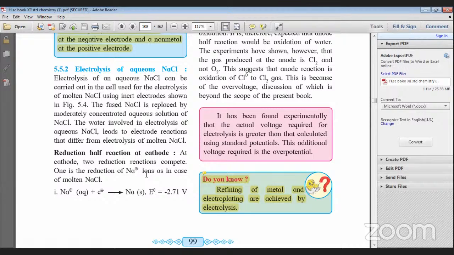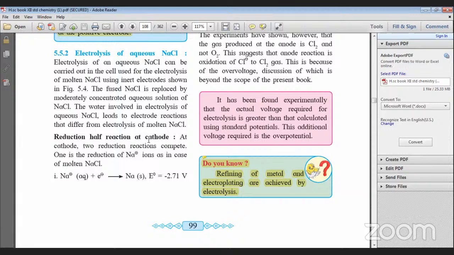So students, be quite alert when an exam question asks you to write the electrolysis of aqueous NaCl. You have to understand that aqueous means NaCl is dissolved in water. So the reaction will differ from that of the fused. So let's see the reduction half reaction at the cathode. Let's see what is happening at the cathode.